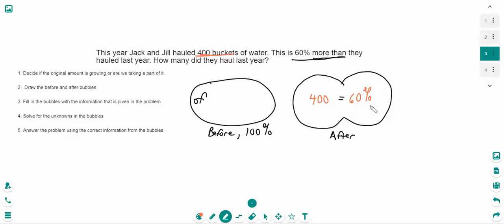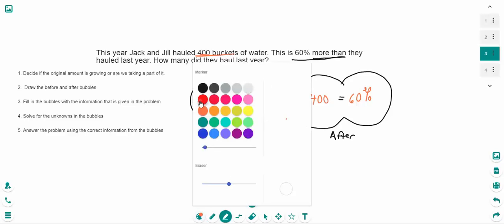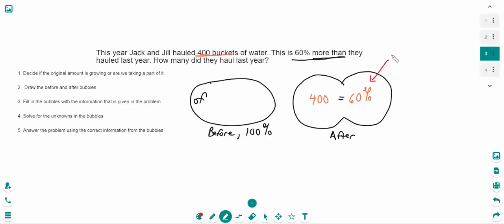When you have the double bubble, this percentage should always be greater than 100%. Because we're growing. It has to be greater than 100% if we have a double bubble. Obviously, if it's a divided bubble, it's not. But if we have a double bubble, this percentage always has to be greater than 100%.